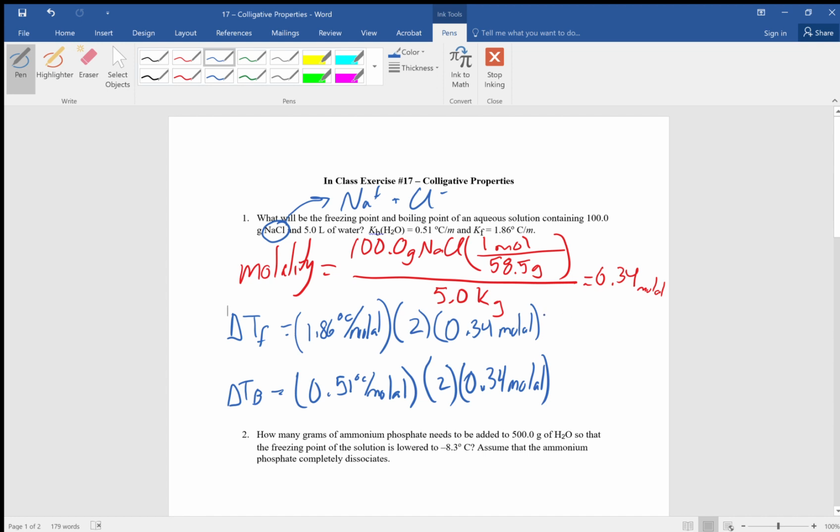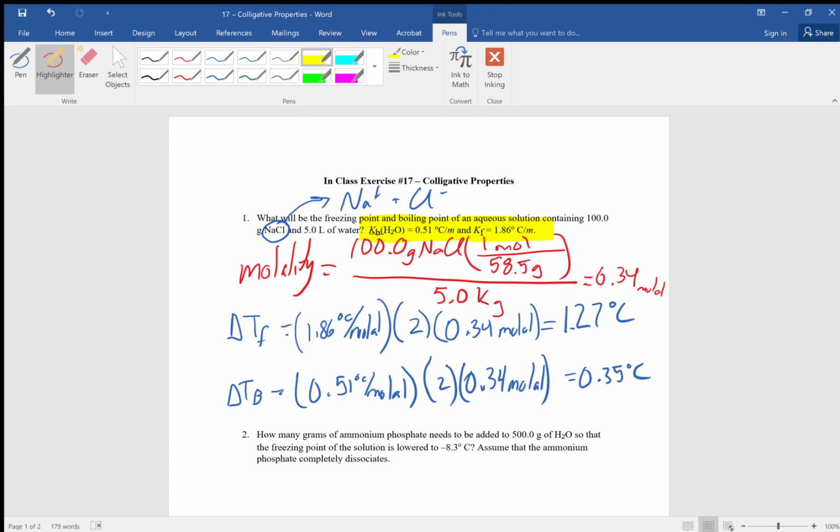So our change in freezing point is 1.27 degrees Celsius, and our change in boiling point is 0.35 degrees Celsius. So notice, and I think this is an important thing to notice, that making solutions has a larger impact on the freezing point than they do on the boiling point. Now that shouldn't be a surprise given that for water here especially, the Kf is much, much larger, almost 4 times that of Kb.